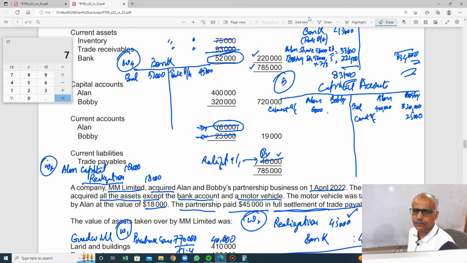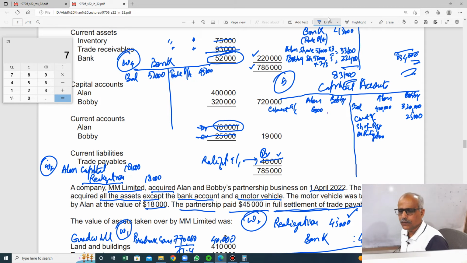between the partner. So Alan has got 33,600 to his capital account. Realization will be debited and his account will be credited. So Alan share of profit on realization, or you can say realization profit or loss, whatever share. Alan 33,600 and, pardon, Alan, how much? Alan 33,600.